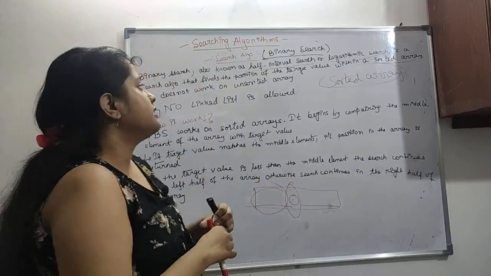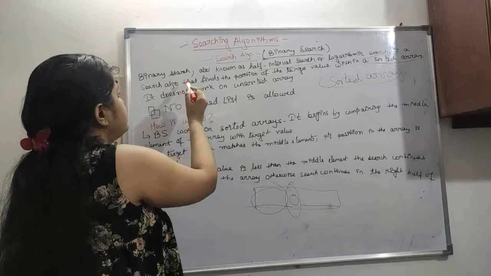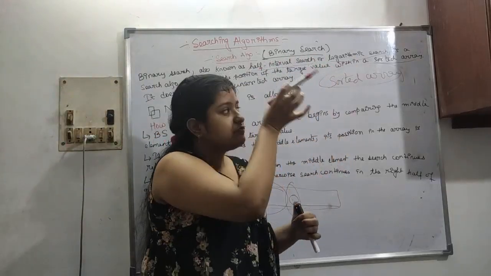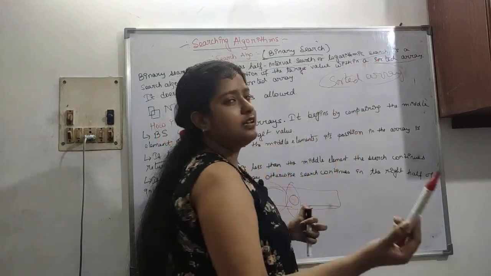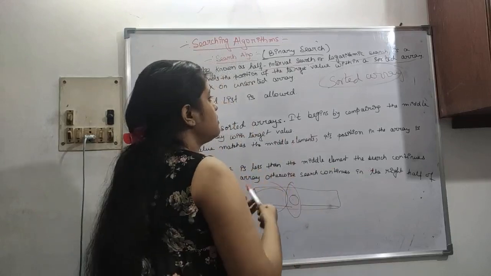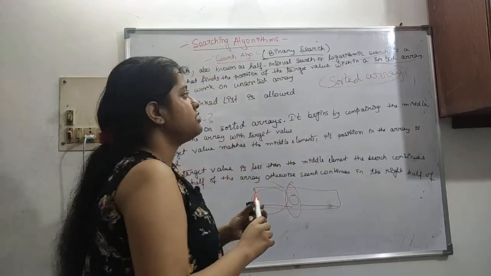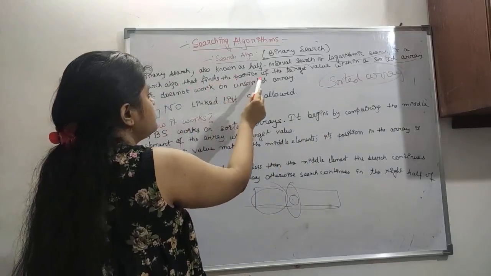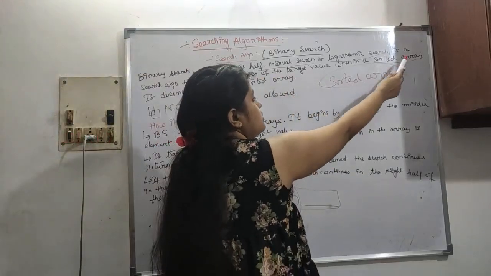Okay, so now let's start. Binary search, also known as half interval search or logarithmic search. I think it is called logarithmic search because it is log in time complexity, but I'm not very sure of it. It is a search algorithm that finds the position of the target value within the sorted array.